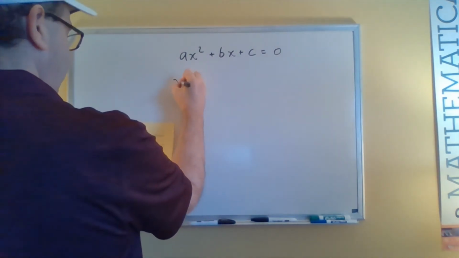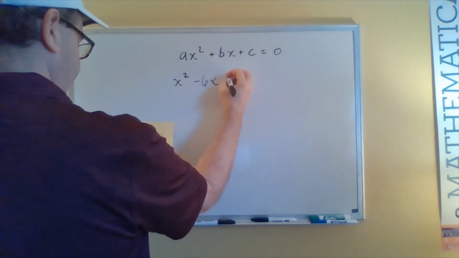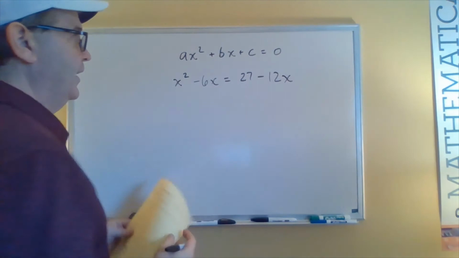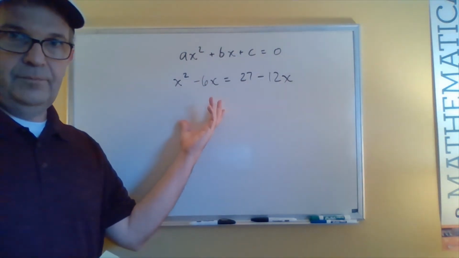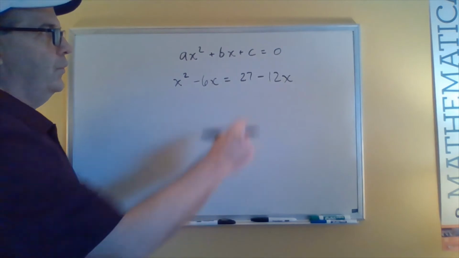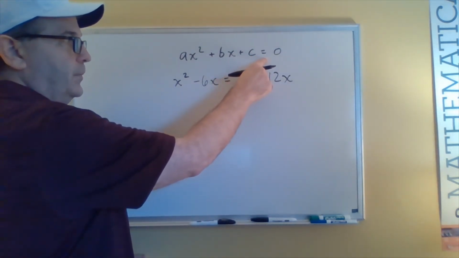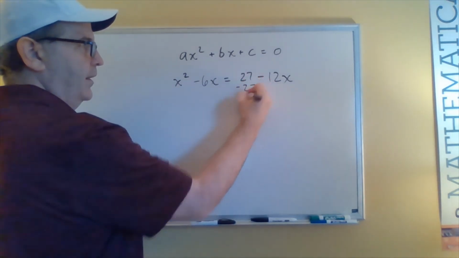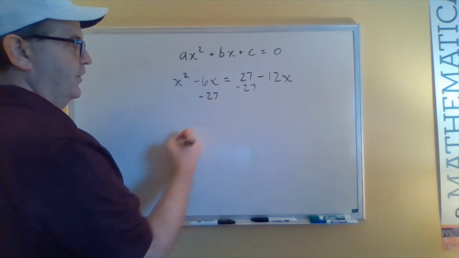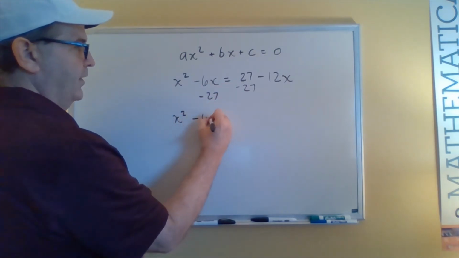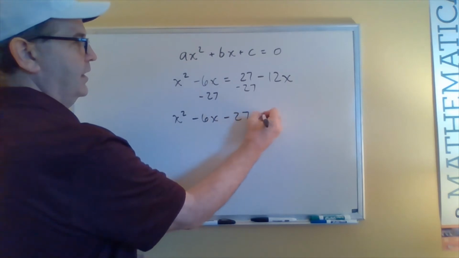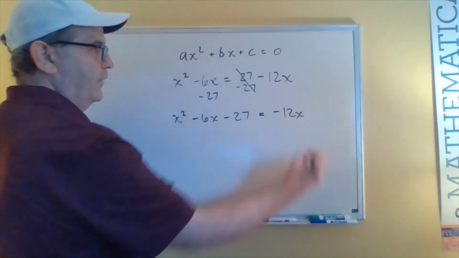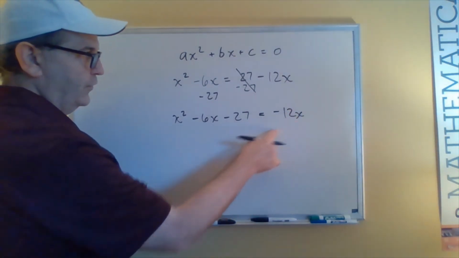If you were given x squared minus 6x equals 27 minus 12x. This is obviously not in the format we need. We need to rewrite this. So we need it all first to equal 0. So we need to move everything from this right side over to our left side. So let's start first by subtracting 27 from each side. We would get x squared minus 6x minus 27 equals, the positive 27 and negative 27 cancel out, equals negative 12x.